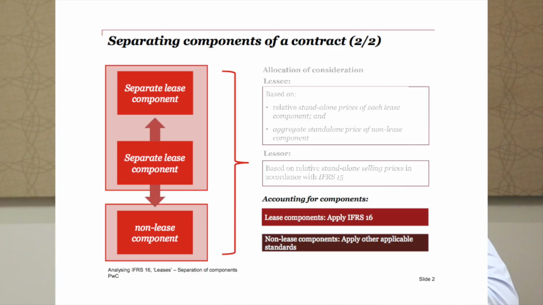Okay, so that's the initial allocation. What about the subsequent accounting? Well, the subsequent accounting depends on whether it's a lease or non-lease component. So for the lease component, it would be IFRS 16. For the non-lease component, it would be any other standard that's applicable, so, for example, IFRS 15. So that covers separation of components.